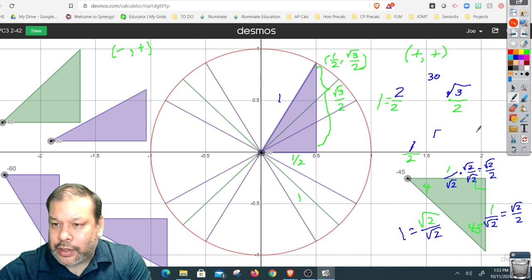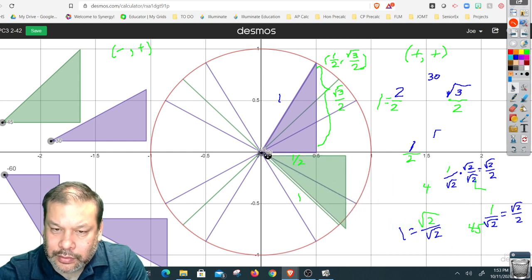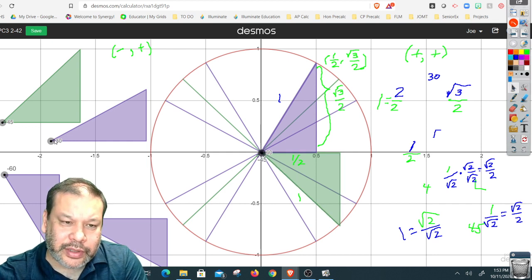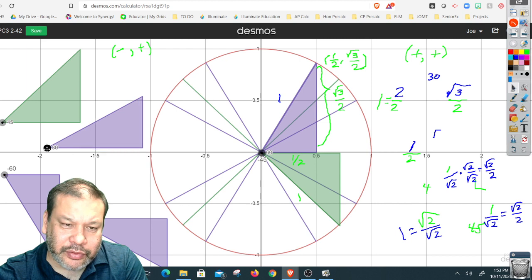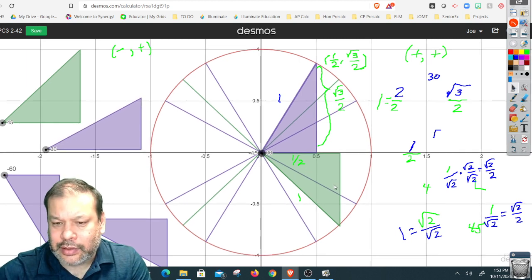So if you now bring this over here, and to move these around, you have to click on this dot to be able to move it. You can't just click on anywhere on that triangle. It has to be the dot.